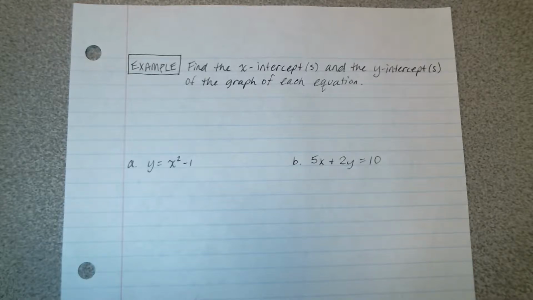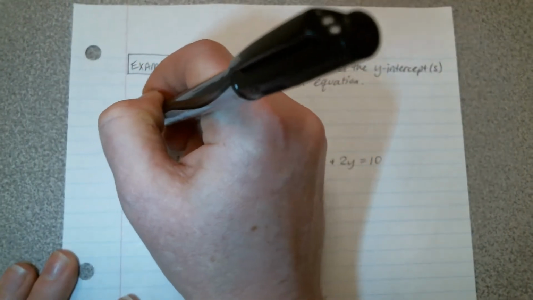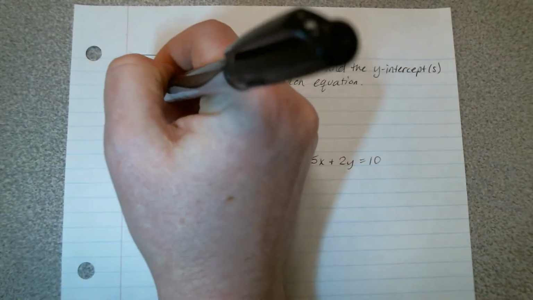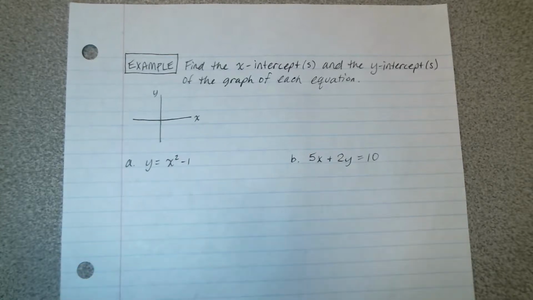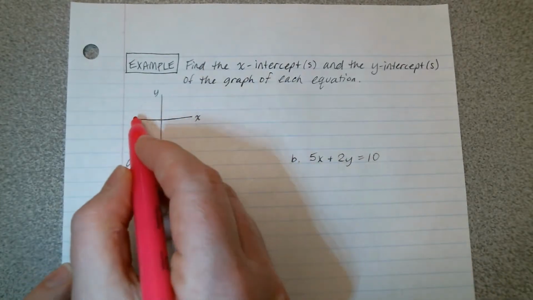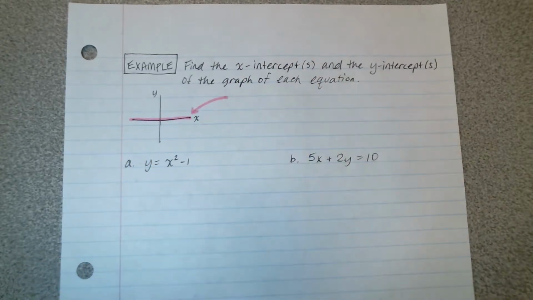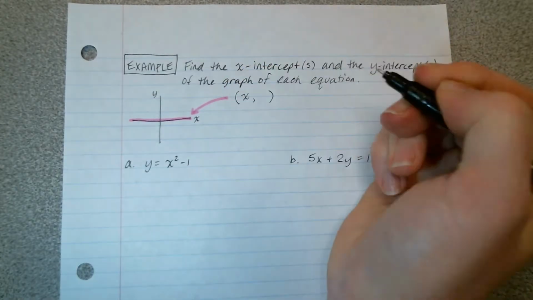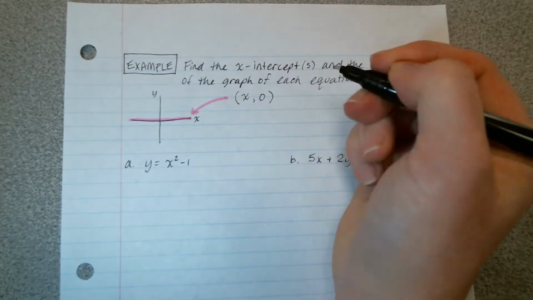Recall from the coordinate system that intercepts are where the graph intersects either one of the axes, either the x-axis or the y-axis. Any point on the x-axis, if you were to plot any point along here, would have coordinates of an x value and definitely a y value, but in order to be on the x-axis, you'd have to have a y value of 0.